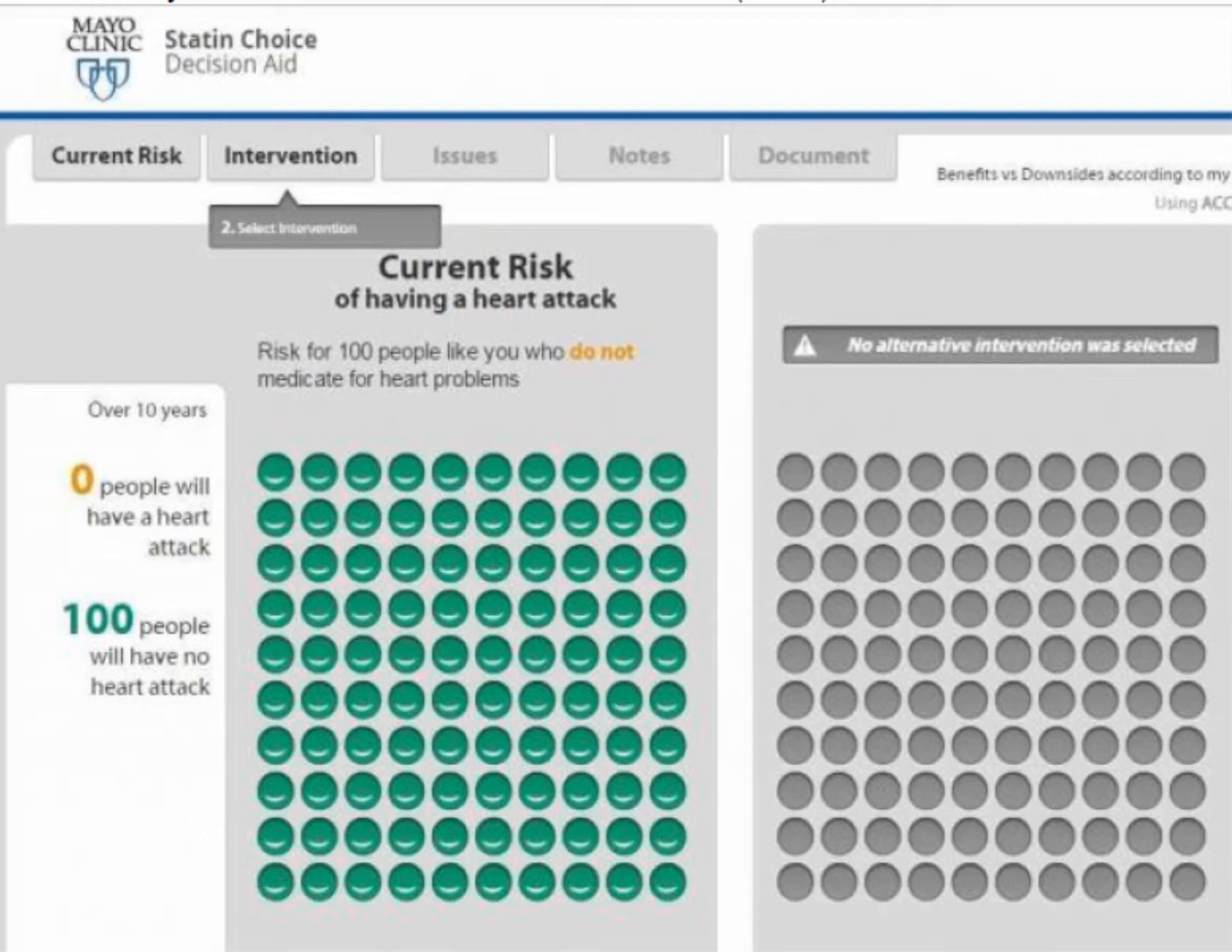This is one about statins. And this is a really common approach that many decision aids take, which is they have all these little colored dots, and you enter some information about yourself, your age, and other factors, and it gives you your current risk of having a heart attack. And then that would change. If that is the risk without a statin, then you could compare that side by side with your risk of having a heart attack with a statin.